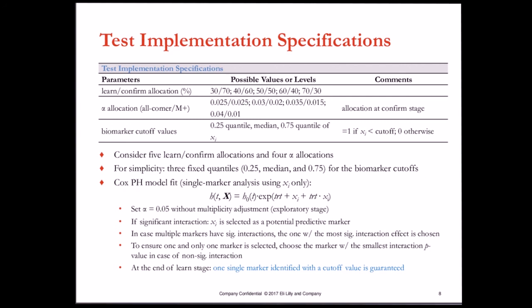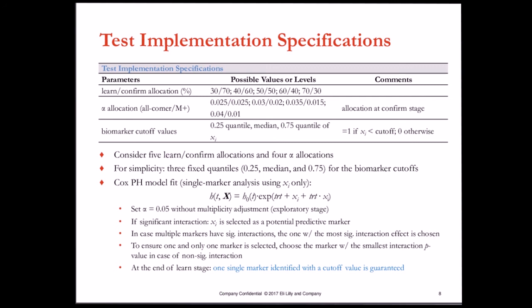We have considered 4 alpha splits: a half split for all comers and marker positive, 0.04 to all comers and 0.01 to marker positive, with increasing alpha spent on testing the all comers. For simplicity, 3 biomarker cutoffs to identify the marker positive patients were defined by the first quartile, the median, and the third quartile. If a biomarker is less than the cutoff, we assign it 1, otherwise 0.